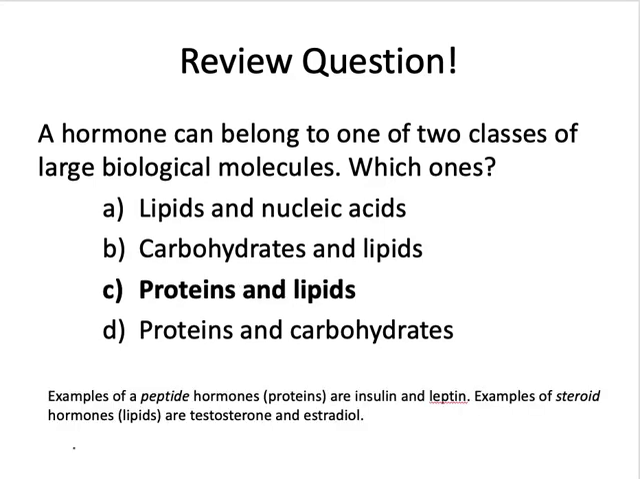Correct. Proteins and lipids. Remember that steroids are a type of lipid that some can function as hormones. So we have steroid hormones, which include testosterone and estradiol. And then we have peptide hormones, which will include things like insulin and our thyroid hormones. So peptide is smaller than a protein, but it is made of amino acid monomers joined together by peptide bonds.